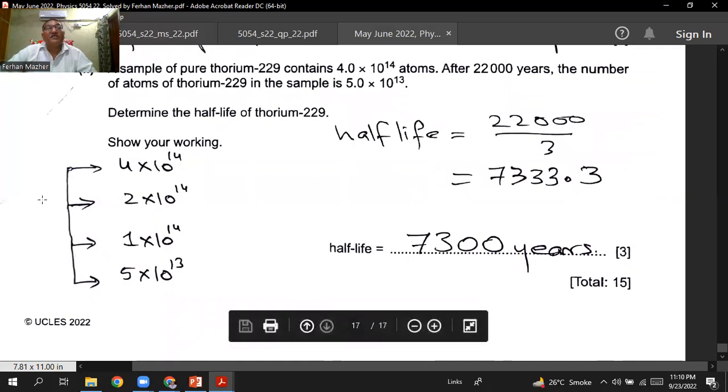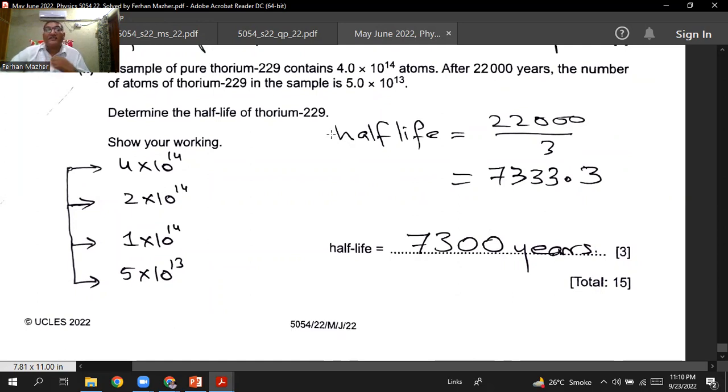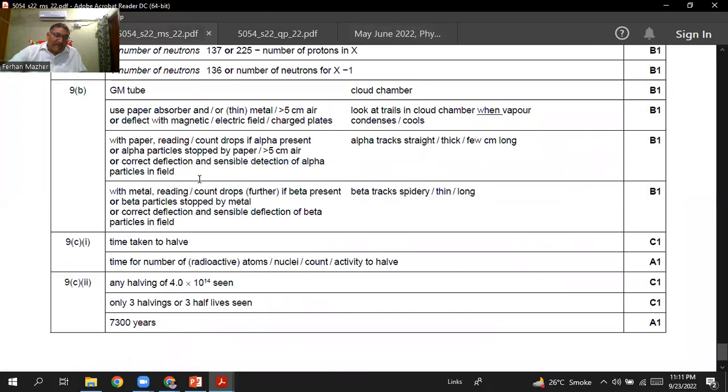It means after 3 half-lives, the number of atoms left will be 5 × 10^13. The total time passed is 22,000 years. So 3 half-lives have passed. So 22,000 divided by 3 will be 7,333.33. So the half-life is approximately 7,300 years. So let's have a look at the marking scheme, 7,300 years.